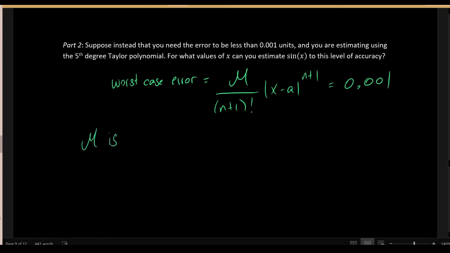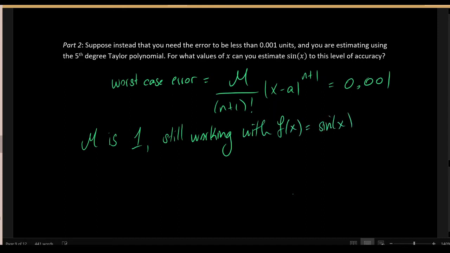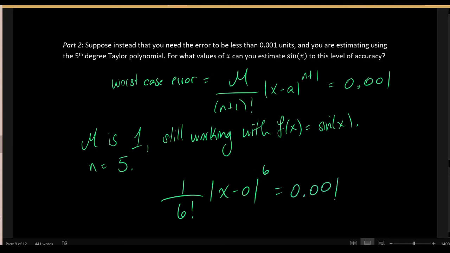Now in this problem, our m is still 1 because the function itself hasn't changed. But this time, the value of n is given to us: 5. So let's fill in all the blanks that we have. The m for this function is 1, n plus 1 is 6, we have x minus the center at 0, being raised to the power 6, and that's supposed to be 0.001 at the worst.